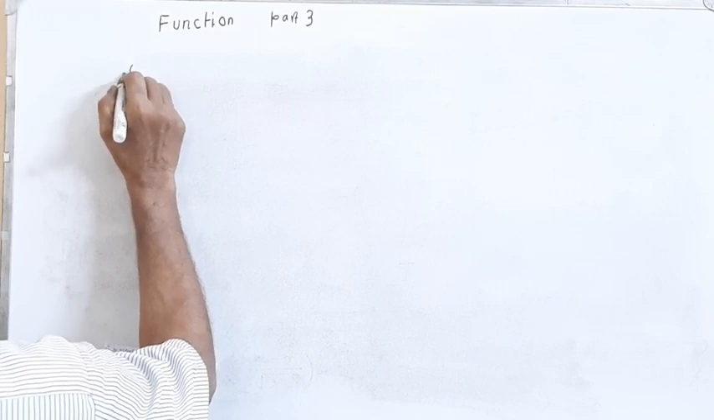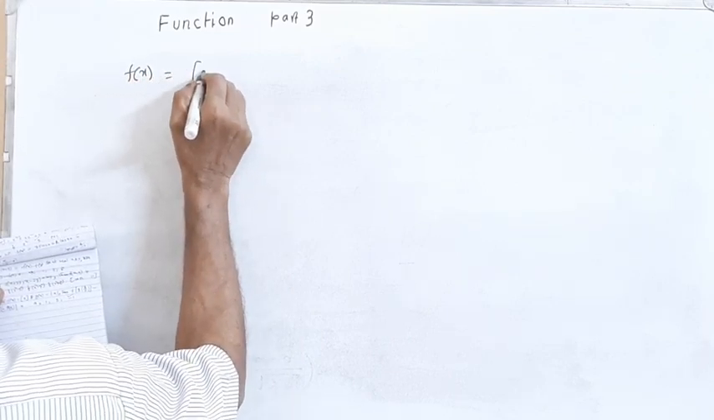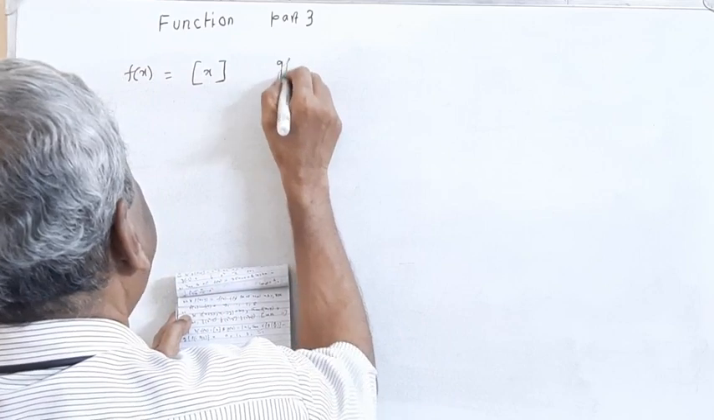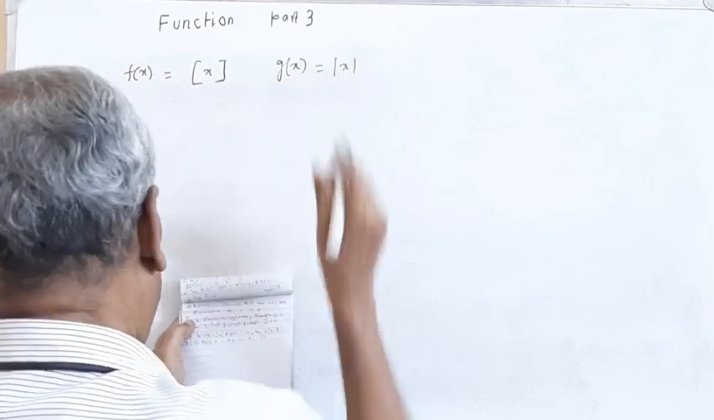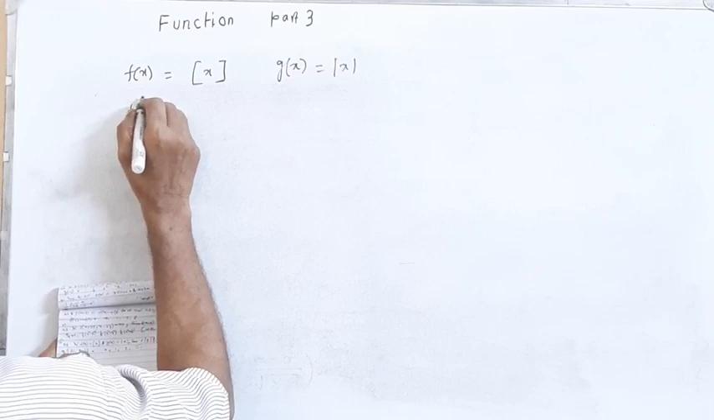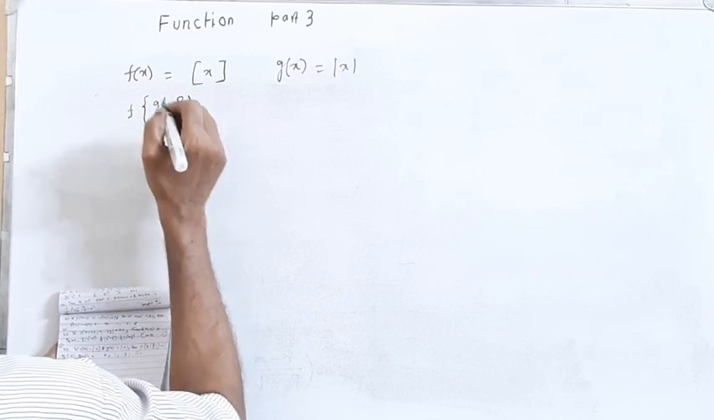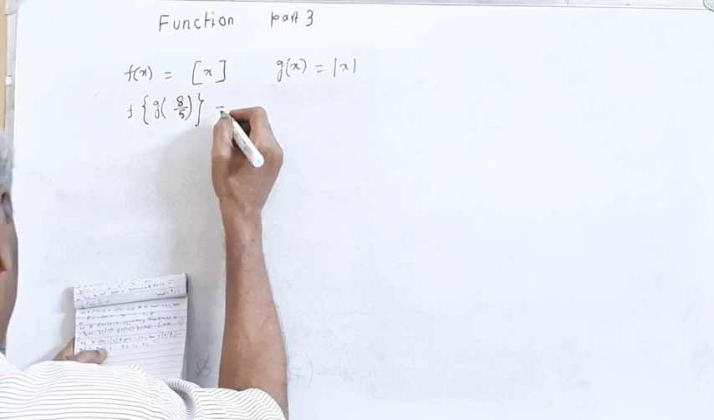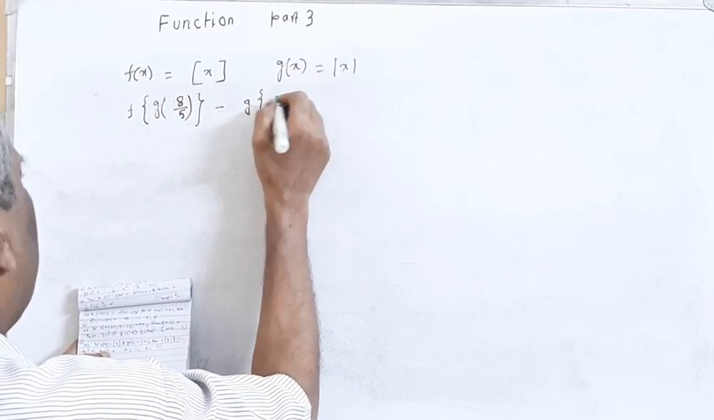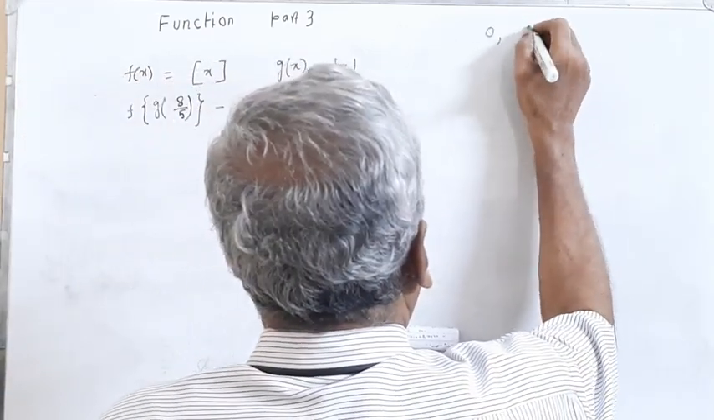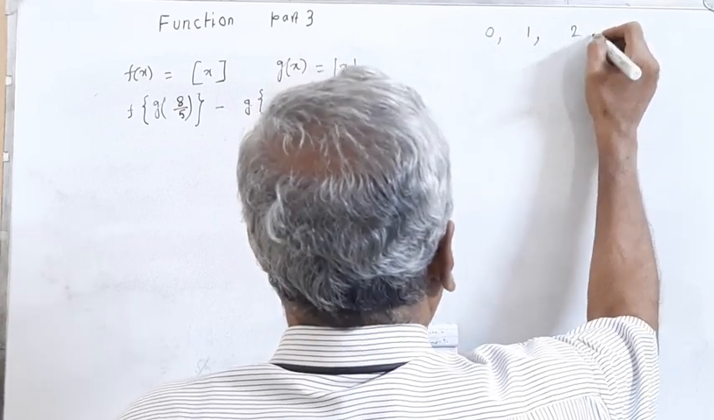If f(x) is equal to the integral part of x and g(x) is the mod of x, then the value of f of g of 8 by 5 minus g of f of minus 8 by 5 is: options 0, 1, 2 and minus 1.